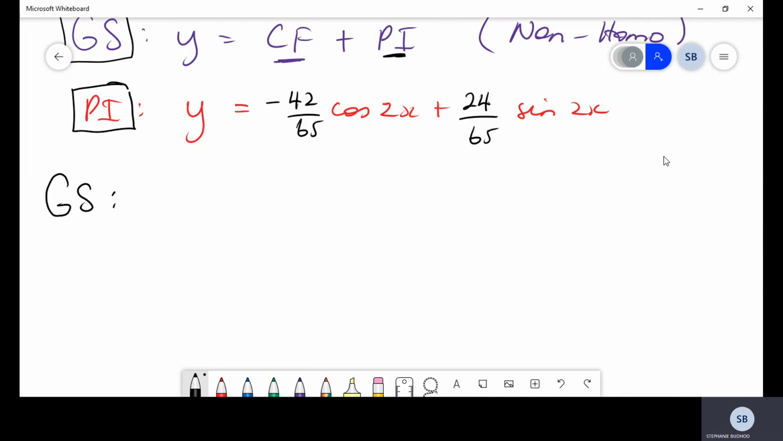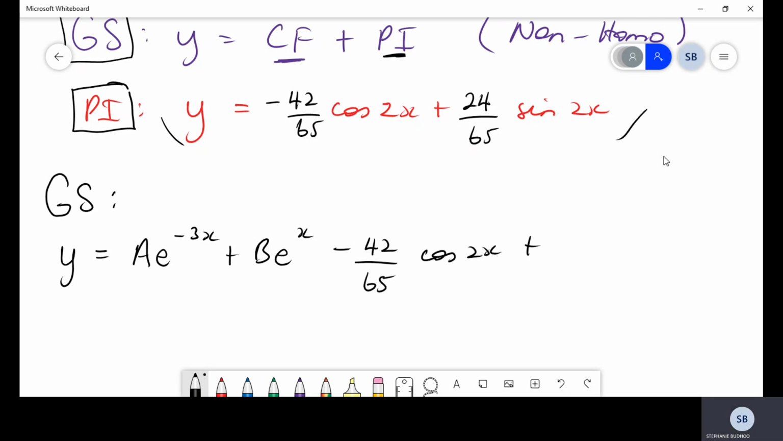All right, so your general solution would end up looking as follows. y is equal to A e to the minus 3x plus B e to the x from before. That was our complementary function. And now we are simply going to add our particular integral in. So that's minus 42 on 65 cos of 2x plus 24 on 65 sine of 2x. And that is our final answer for our non-homogeneous second order differential equation.